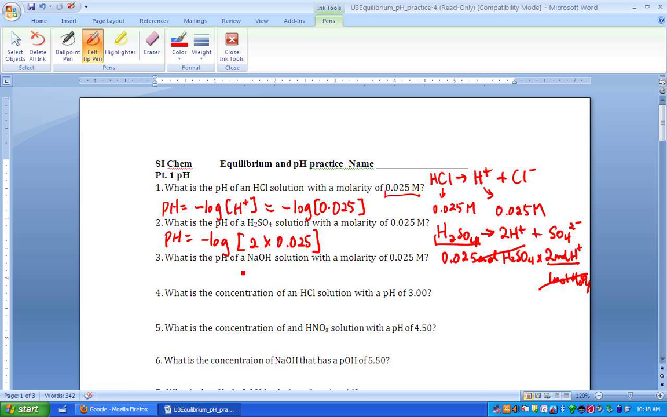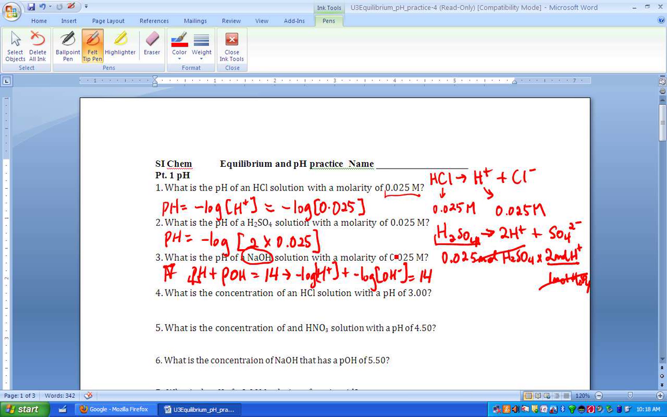To solve the third problem, which gives you the base instead of the acid, you need the relationship that pH and pOH can be added together to give the value of 14. That p just means you're taking the negative log. So the negative log of H+ concentration, added to the negative log of OH- concentration, gives you 14.